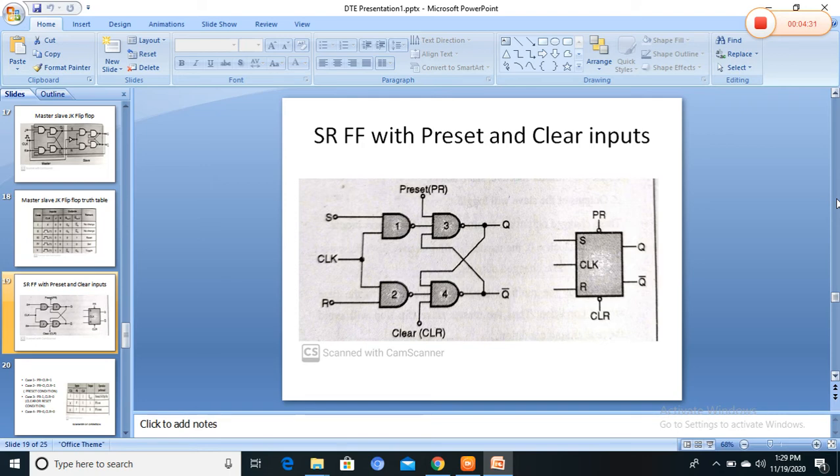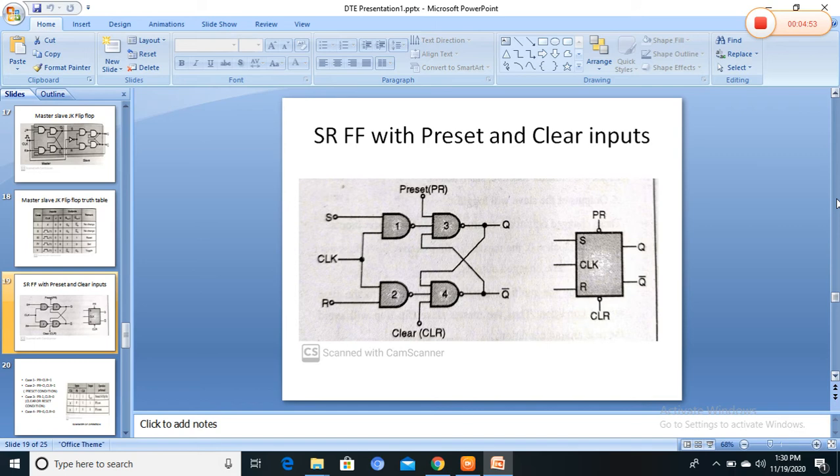We connect the preset and clear inputs. In this, both inputs are active low inputs. This is indicated by bubbles, that is, active low inputs. And here the preset and clear are both 1. These are inactive, so the SR flip-flop operates as per the truth table of the SR flip-flop.